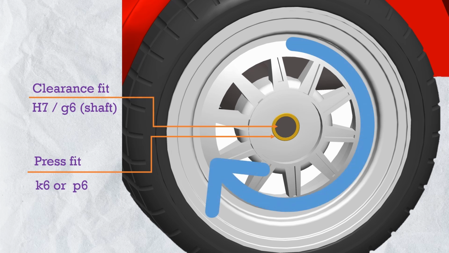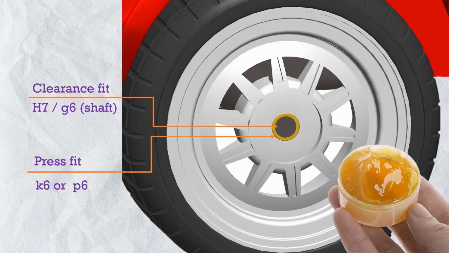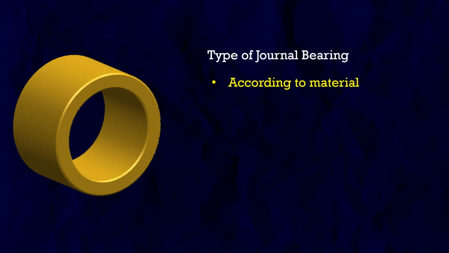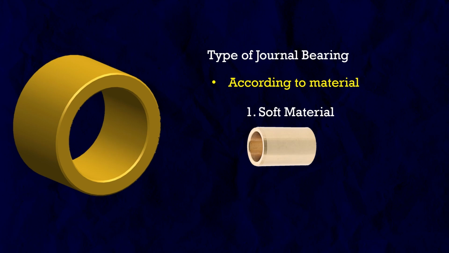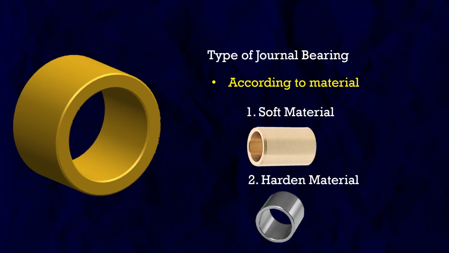And to make the motion even smoother, we can apply some lubricant or grease in between the shaft and this cylindrical piece. And my friend, this hollow cylindrical piece is called a general bearing, or bush bearing, or we can say slide bearing. And there is a variety of general bearings according to the material, like soft material, brass, or there can be hardened material bush also.